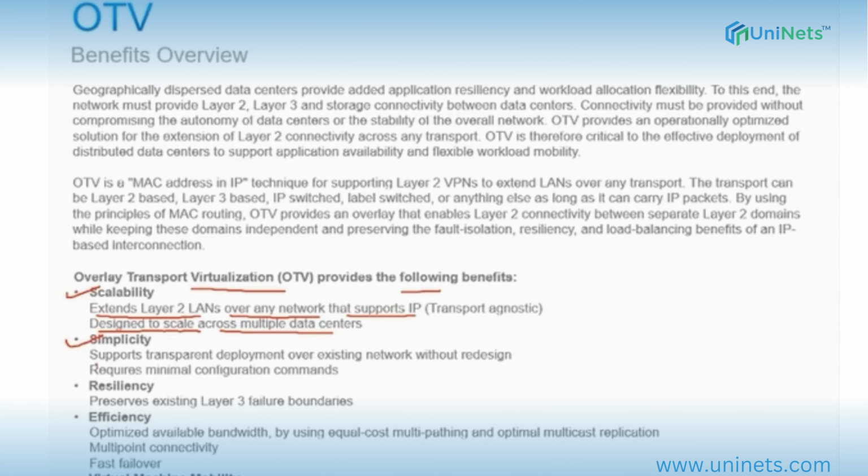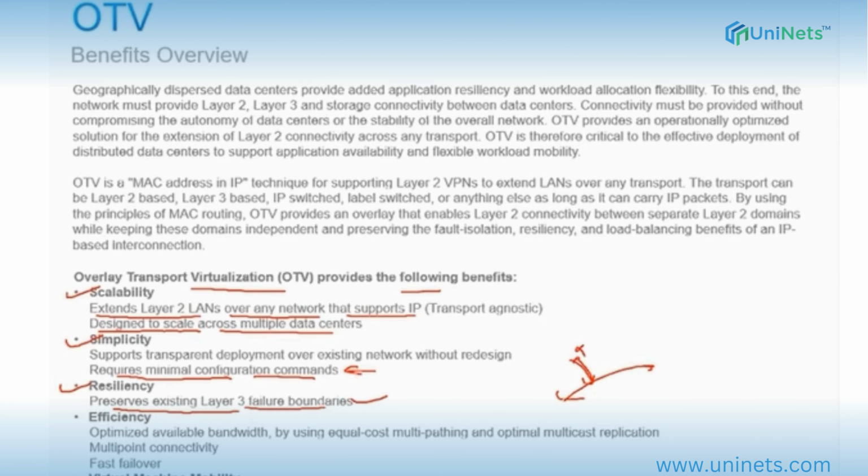It is very simple. Only minimal commands are required, you can easily configure it. Resiliency: it preserves the existing layer 3 failure boundaries. If you have a primary or secondary link in your existing data center, you can use that. So OTV can also fail over from primary to secondary. If your primary goes down, the OTV traffic can go via secondary.